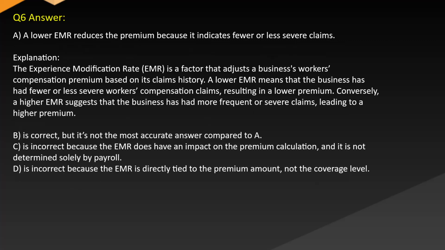Answer: A. A lower EMR reduces the premium because it indicates fewer or less severe claims. Explanation: The experience modification rate (EMR) is a factor that adjusts a business's workers' compensation premium based on its claims history. A lower EMR means that the business has had fewer or less severe workers' compensation claims, resulting in a lower premium. Conversely, a higher EMR suggests that the business has had more frequent or severe claims, leading to a higher premium.